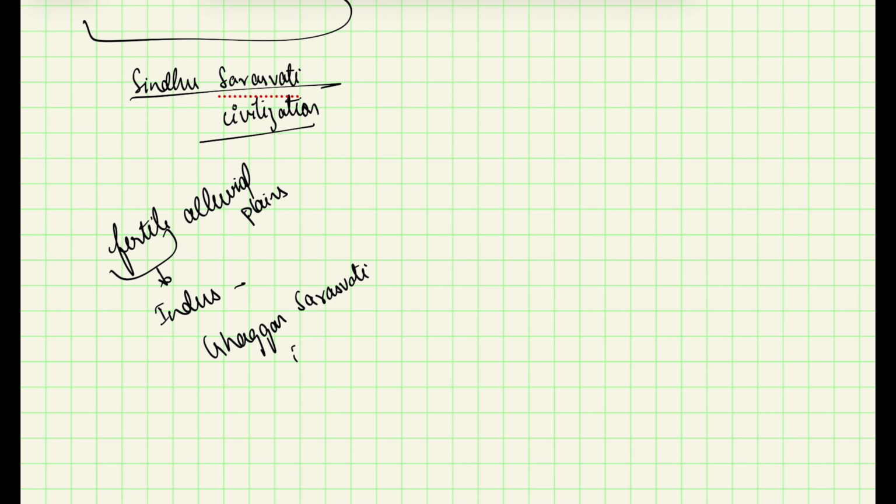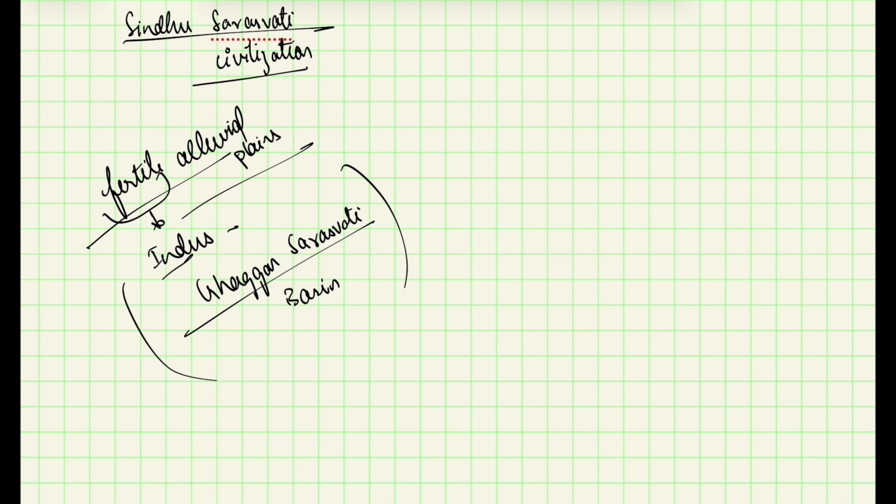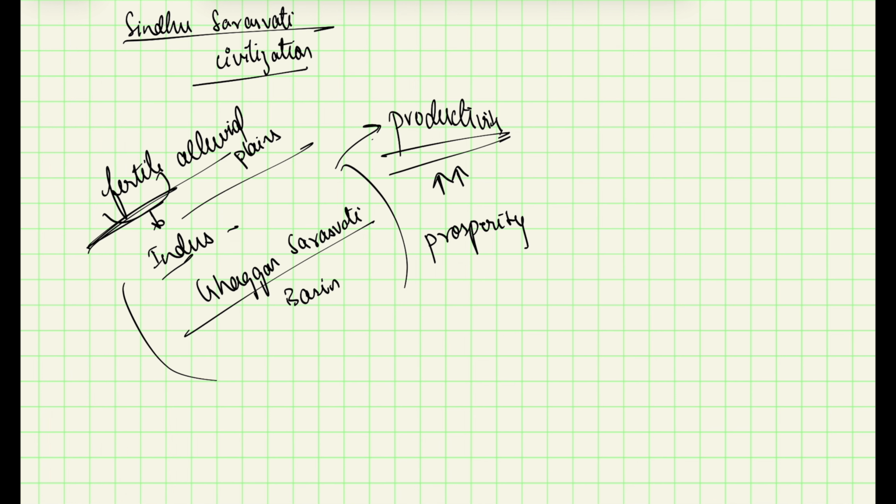In these basins, you will find fertile alluvial plains near the Indus and the Ghaggar-Saraswati basin. Due to the proper water supply and the fertile land, there was an increase in productivity. When the people farmed, they got more produce. When you have more agriculture, what do you observe? It brings increased prosperity, because they have more food to supply.